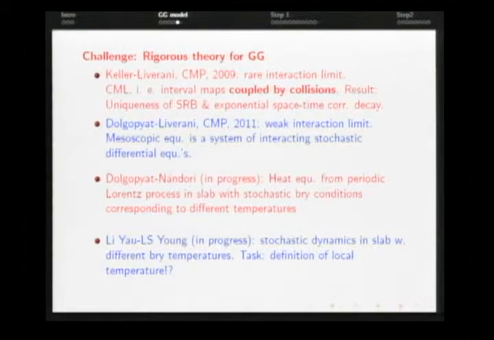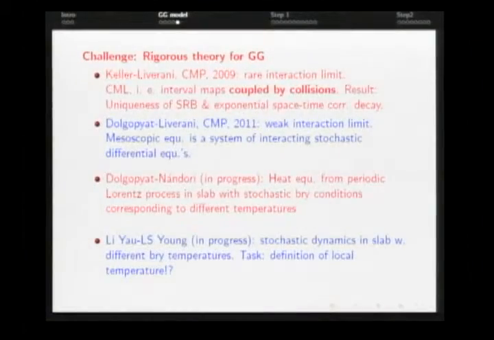Actually, I can tell you two results which lead in this direction, though they do not complete it at all. The first is Keller-Liverani. They were considering the rare interaction limit, so a coupled map lattice where interval maps are coupled with collision-like interactions, meaning that it's a rare interaction, but when there is an interaction, it's a drastic interaction. It's not just something small. And this is the difficulty in the whole dynamical part of the problem.